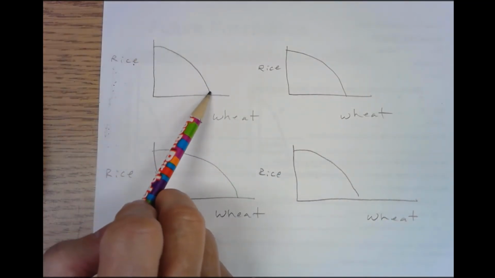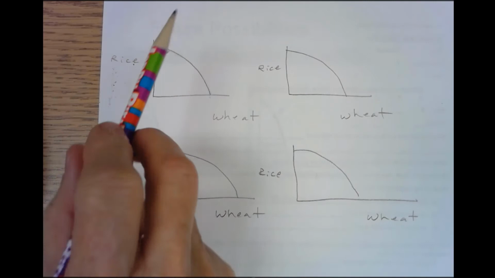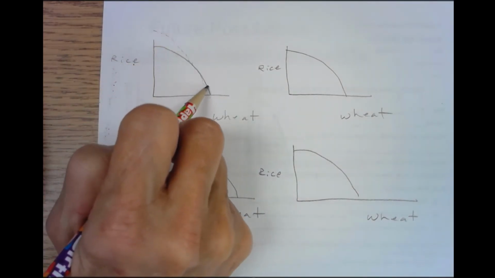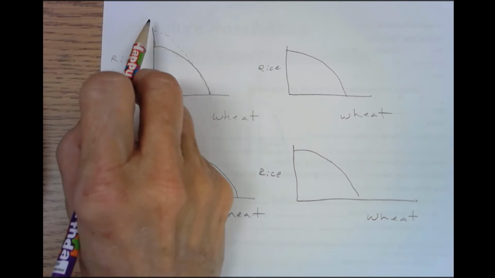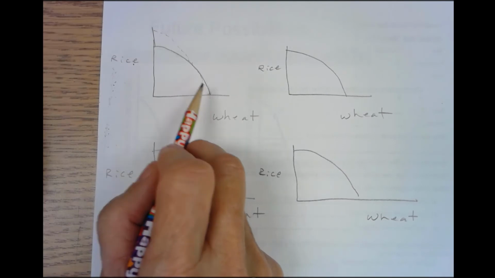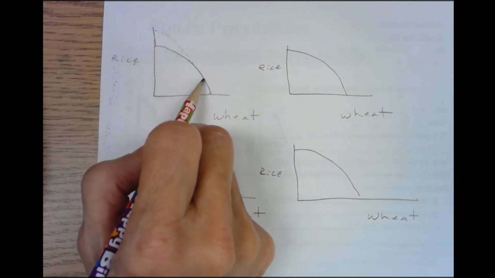So let's say this is what it looked like before. What it would look like with a technological advancement in producing rice is it would shoot up on the rice axis but not change on the wheat axis. So this here would be our new production possibility curve.